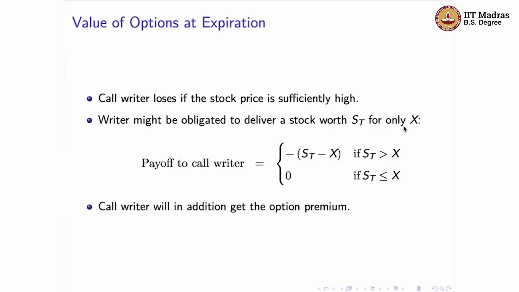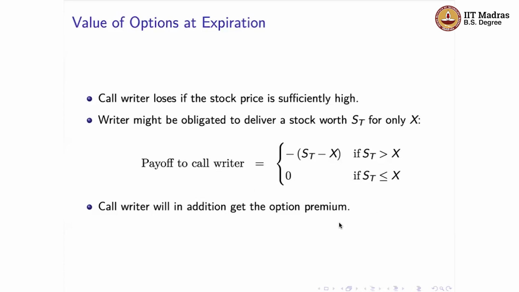So suppose that the price of the stock was ST and the exercise price in the option was X, and the call option owner exercises the option, which again, remember, happens if ST is greater than X. Then basically the call writer has to purchase it at ST and sell it at X. And so the payoff to the call writer is going to be negative of ST minus X, right? This is when ST is greater than X. If ST is less than or equal to X, then there's not going to be any exercising of the option by the call owner, and so the payoff to the call writer is going to be zero.